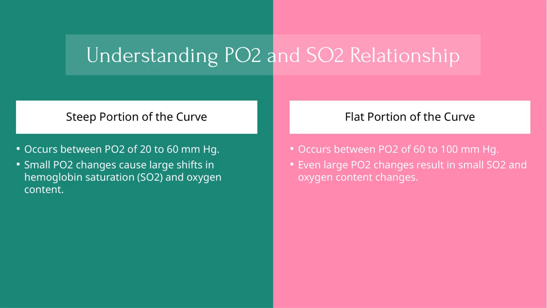The steep part of the curve is where oxygen unloading is most sensitive to changes, such as in tissues requiring more oxygen. Meanwhile, the flat part ensures that at normal lung oxygen levels, hemoglobin remains saturated, providing a reliable oxygen supply. This dynamic is essential for maintaining proper oxygenation in health and understanding how disease might alter these processes.